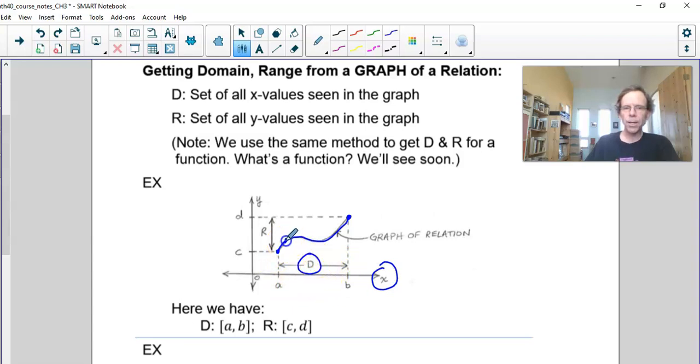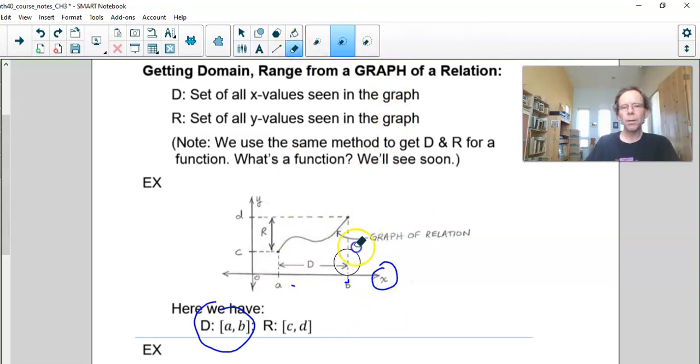If you take any place on the graph and come down to the x-axis, what are all the possible x values you would see? Well, it's everything from A, including A, up to B. So we're saying that the domain is A to B, including the ends. You might review interval notation if this notation isn't making sense. Remember, the square bracket means we include. If it's round parentheses, we don't include.